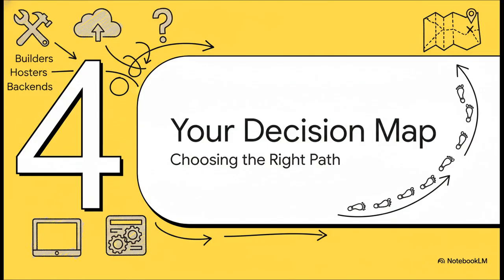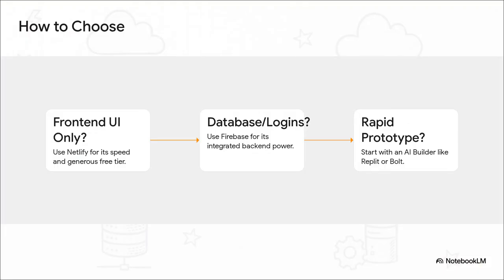So I know we've covered a lot of ground here. Builders, hosters, front ends, back ends, it's a lot. With all these options, how do you actually pick the right path for your project without getting totally lost? Well, the good news is we can boil all of this down into a really clear step-by-step decision map. Honestly, it just comes down to a simple three-question framework.